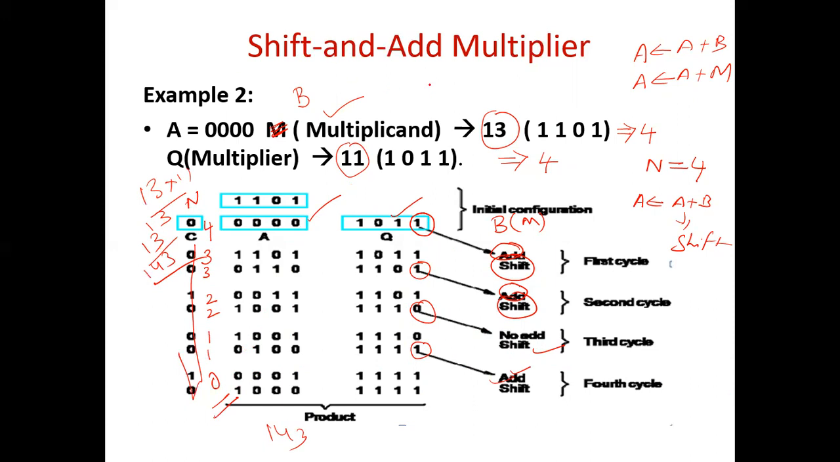Try this as your homework and you can proceed with it. Okay, so this is called a shift and add multiplier.